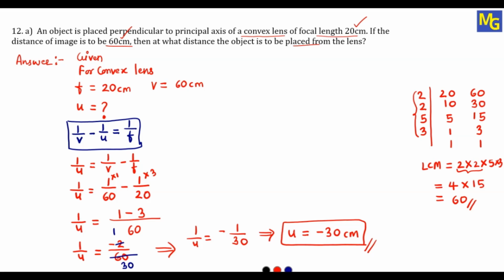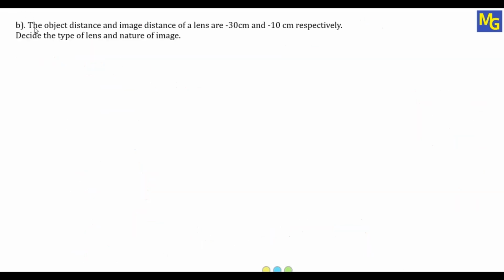Now we'll move on to the next question. Question B. The object distance and image distance of a lens are minus 30 centimeter and minus 10 centimeter respectively. Decide the type of lens and nature of the image. See the sum. We have to read it very carefully. Object distance and image distance is given. Object is 30 centimeter. So the object will always be on the left hand side. It will be negative. So it is correct.